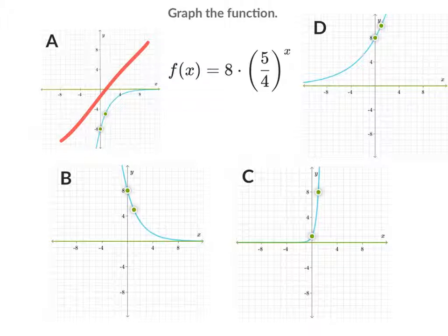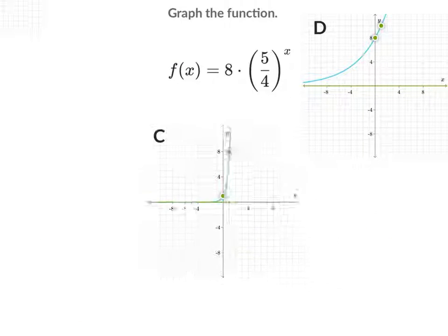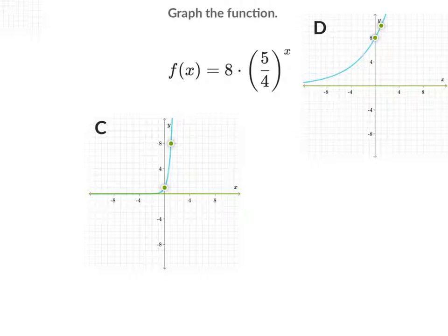How about B? Is this a growth function? No, from left to right it's decaying towards your asymptote. So it can't be that one either. Okay, so this is gone, that's gone. How about C? Is this a growth function? Yes. Yeah, from left to right it's growing. Is this a growth function? Yes. Yes, so it's either C or D.